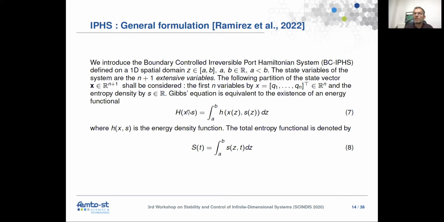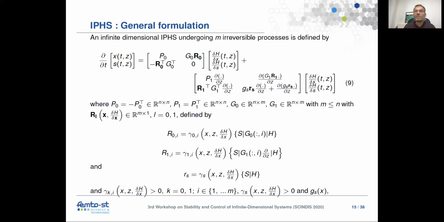So the set of state variables is now composed of n components plus one, that is the entropy. So we have n plus one extensive variables of thermodynamics, and associated to these extensive variables, we have n plus one intensive, so co-energy variables. Okay, and we also define the entropy function as the integral of the entropy over the domain. And we have this nice parametrization.